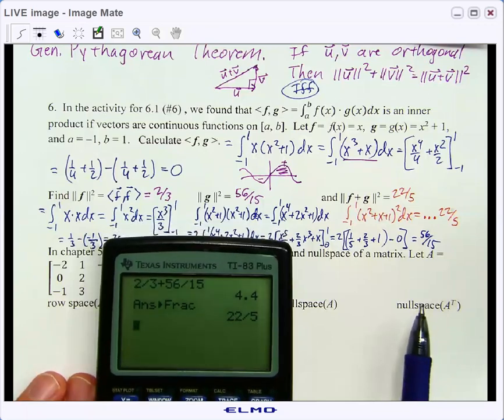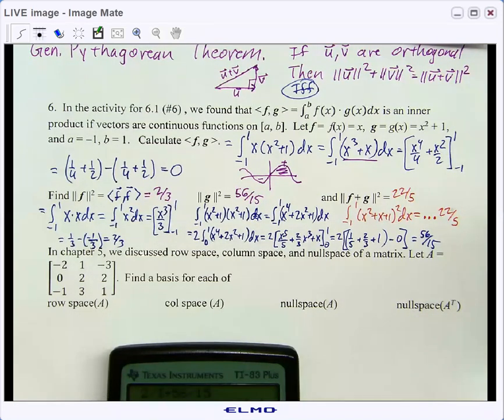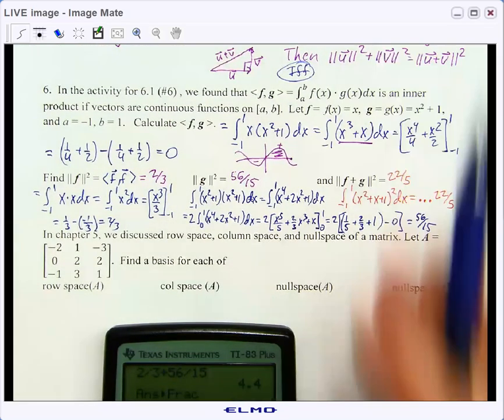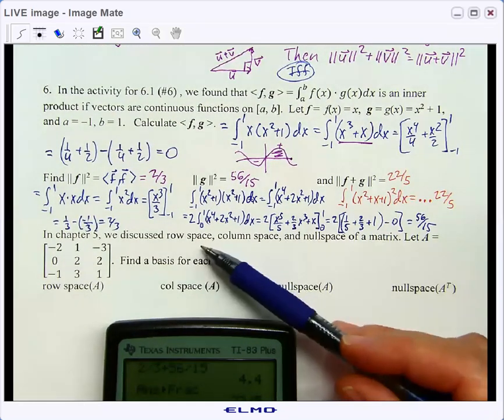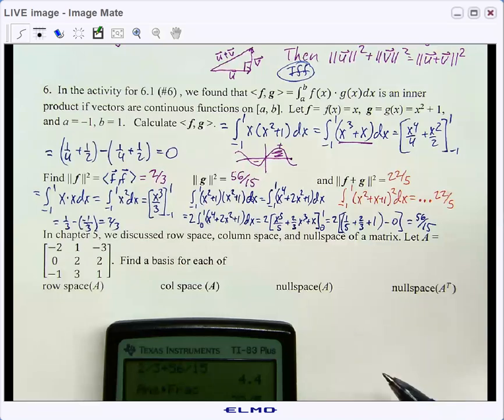Okay. All right, so how is this tying back in with stuff in chapter 5? In chapter 5, we learned about row space, column space, and null space of a matrix. If we let our A matrix be this guy, let's find a basis for each of the row space, column space, and null space. I happen to have that A matrix in my calculator, and so let's do some matrix math on matrix A.